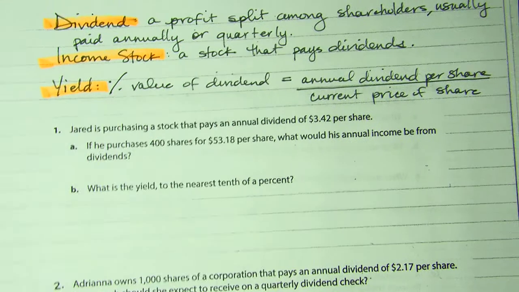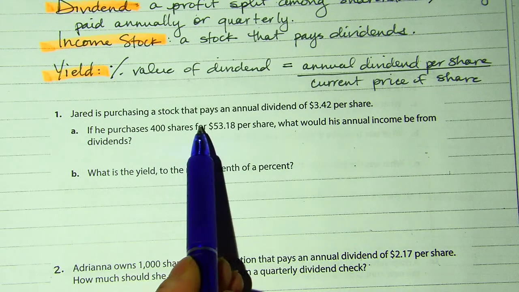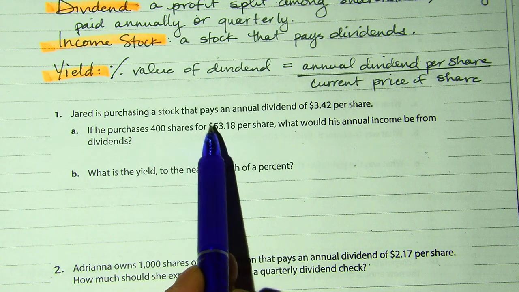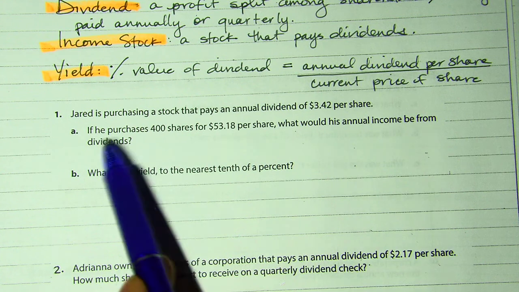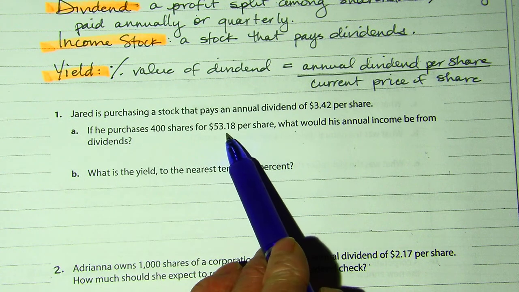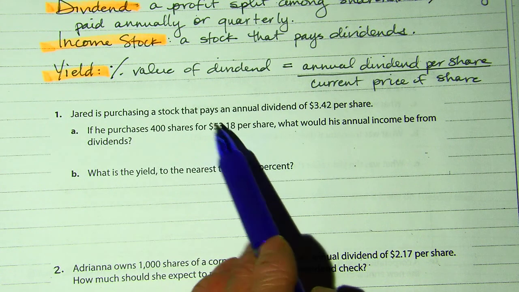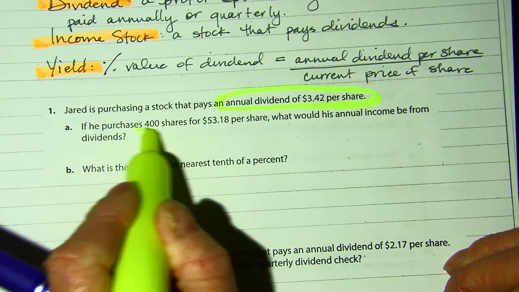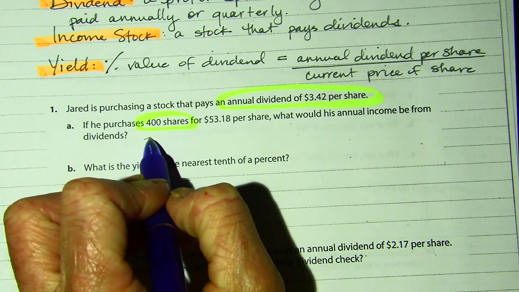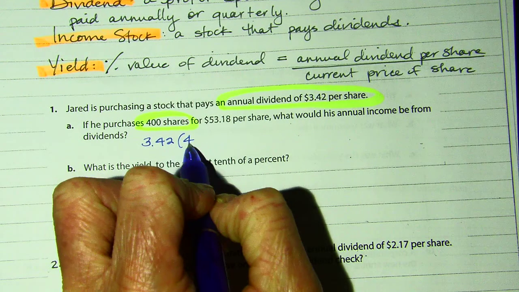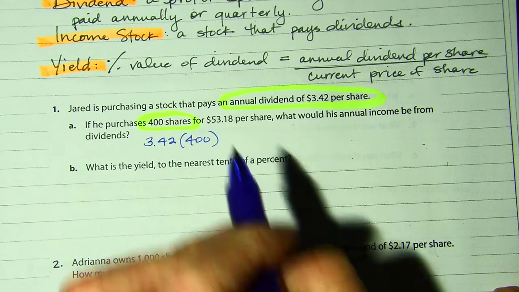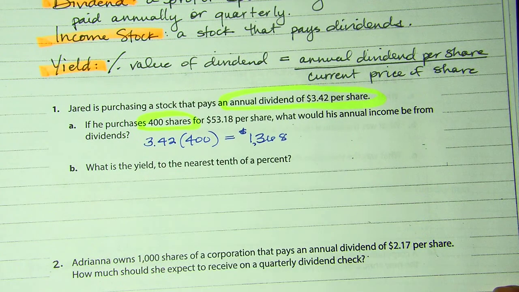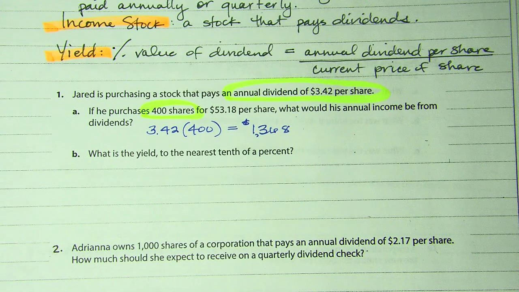Number one, Jared is purchasing a stock that pays an annual dividend of $3.42. If he purchases 400 shares at $53.18, what would his annual income be from dividends? This $53.18, what he paid, has nothing to do with his dividends. His dividends come from the annual dividend and the 400 shares he has. So $3.42 times the 400 shares, because this is per share. If you multiply that out, he would make a total of $1,368 in dividends.